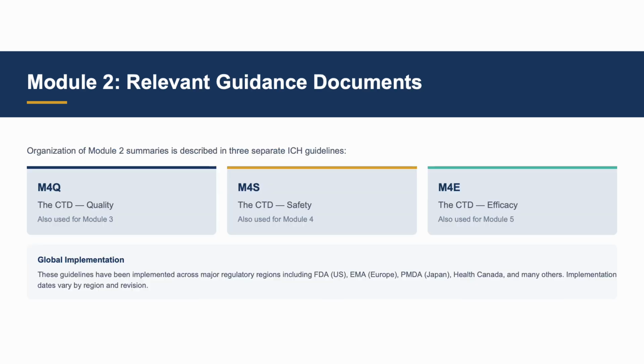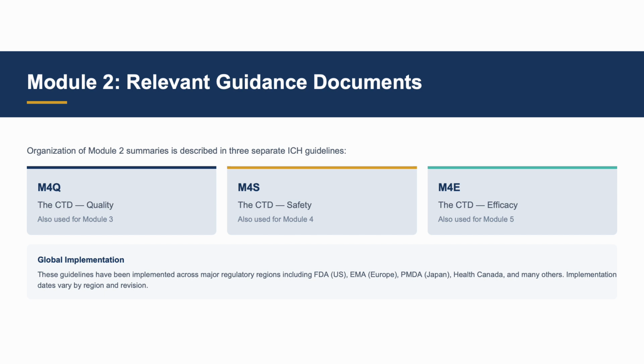The organization and content of Module 2 summaries are governed by 3 separate ICH guidelines, which you should become thoroughly familiar with as regulatory professionals. These guidelines provide the harmonized framework that enables the eCTD to be accepted across multiple regulatory regions.